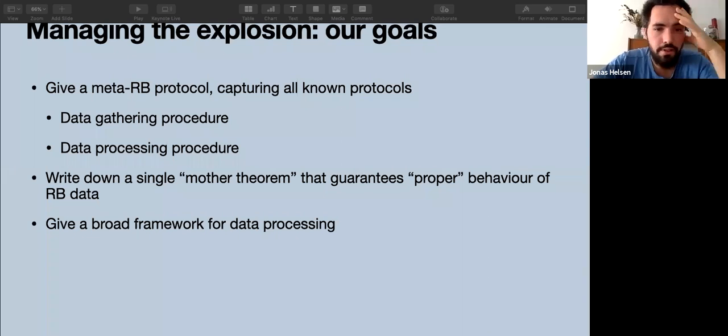And then we also want, basically, if you write down this mother theorem and you interpret everything correctly, you get a really nice way to interpret the data that comes out of your procedure as well. You get it for free, but I'll talk about that later.